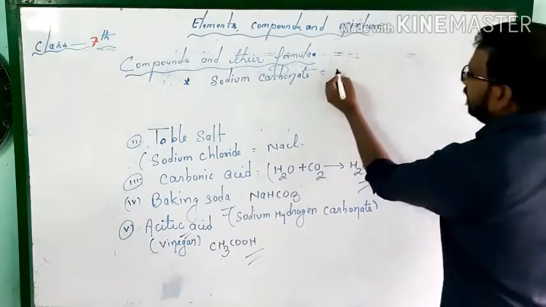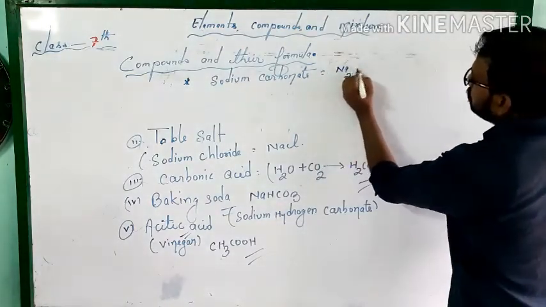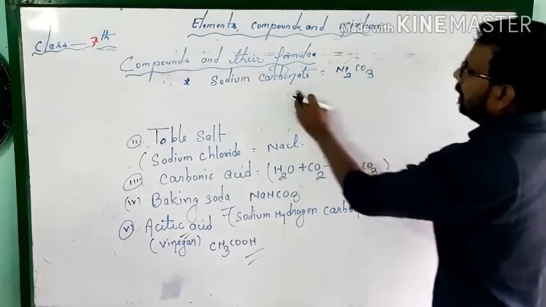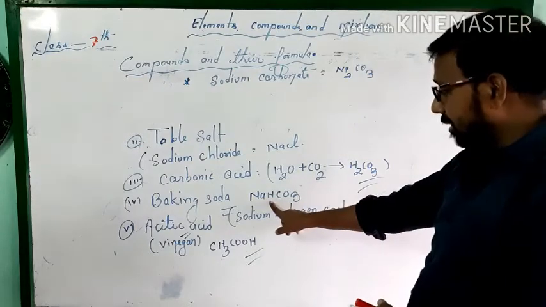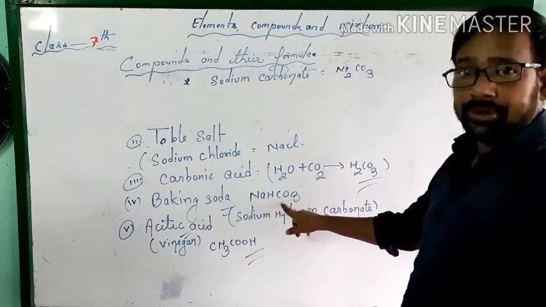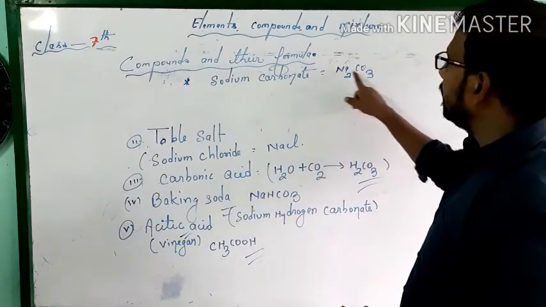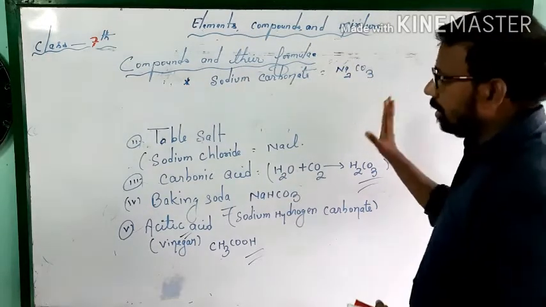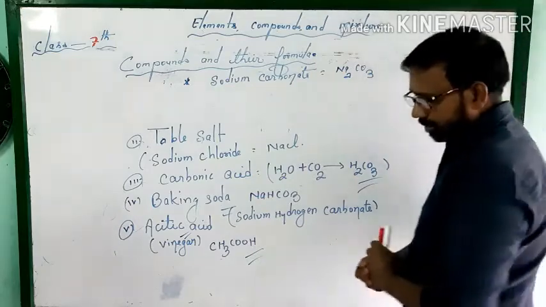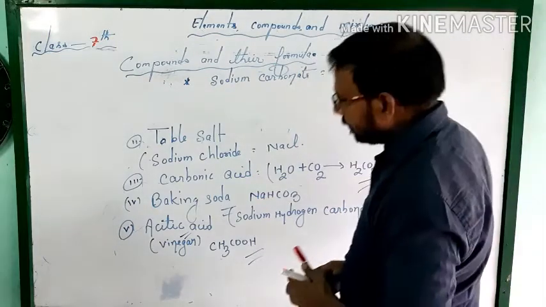The formula is Na2CO3. That is the formula of sodium carbonate. Here is the formula of sodium bicarbonate, or sodium hydrogen carbonate. But here it is sodium carbonate, not hydrogen. Clear? Sodium carbonate.